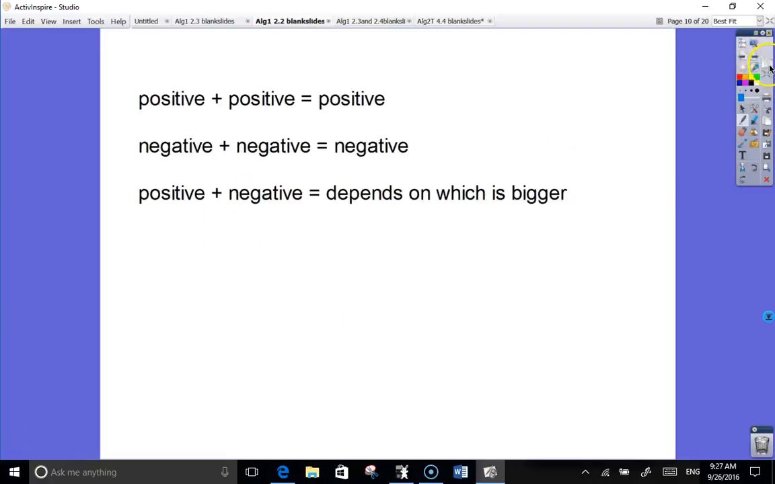Okay, so a positive plus a positive is always positive. A negative plus a negative is always negative. What about if it's a positive plus a negative? Depends if the positive is bigger than the negative. Yeah, and in math terms, in terms of what we learned in the last lesson, it depends which one has the greater absolute value. Whichever one has the greater absolute value, that's the sign that you're going to use.